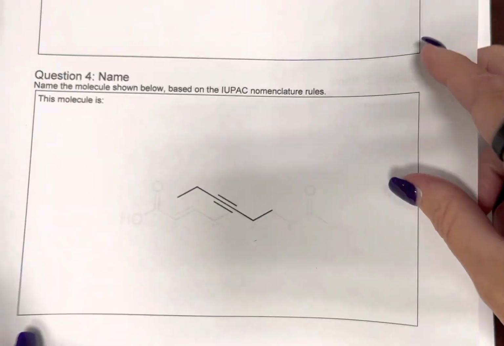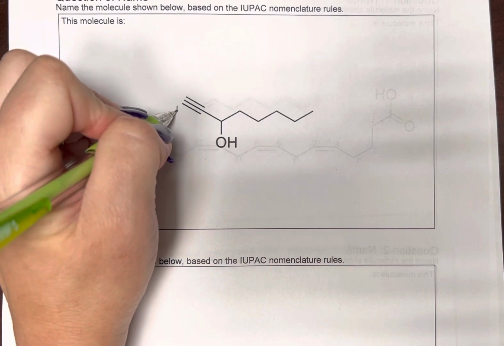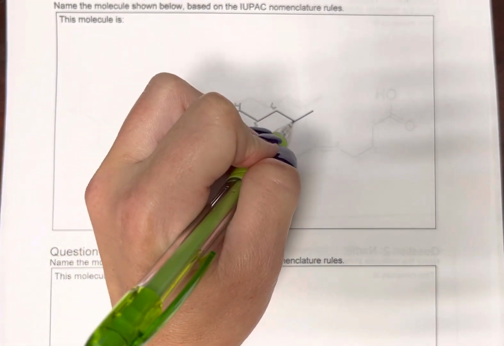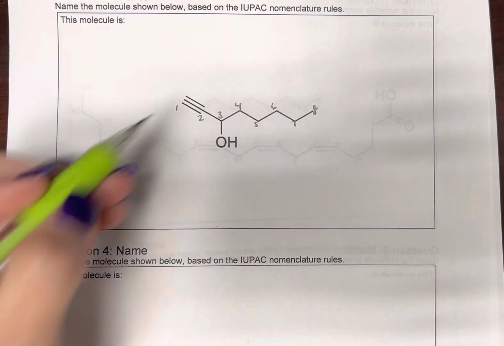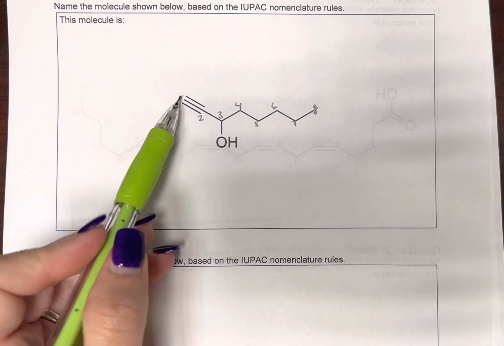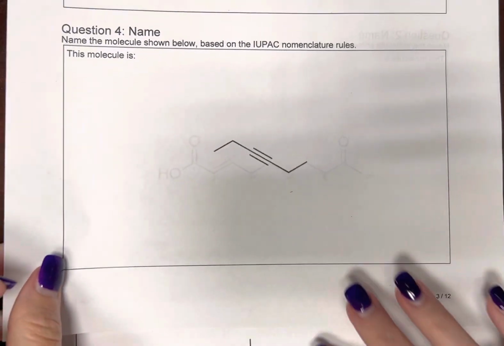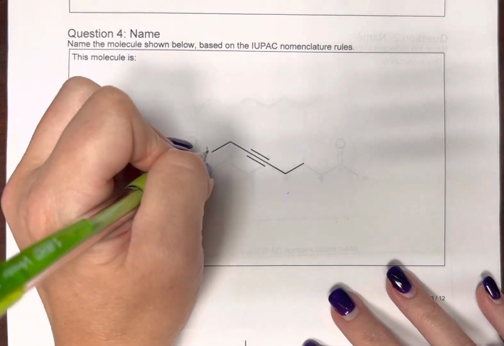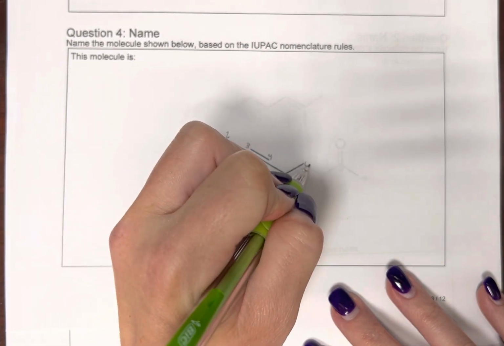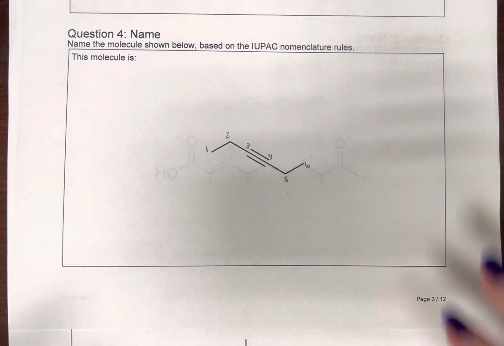All right, let's do another one. 1, 2, 3, 4, 5, 6, 7, 8. Remember, the triple bonds are kind of tricky, so be really careful. Those are straight. So this is the first carbon, this is the second one. This one: 1, 2, 3, 4, 5, 6.